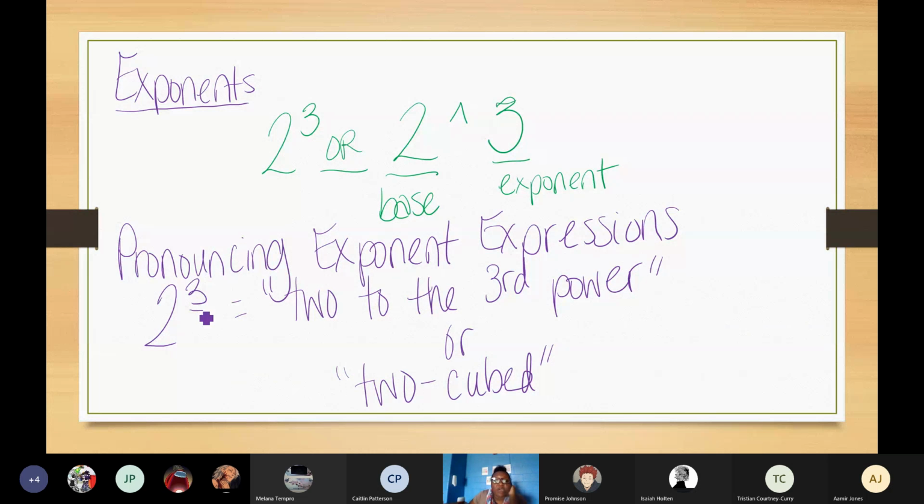Yes, it's important for us to know that whenever we have an exponent 3, 3 as an exponent is the base number cubed. So 7 to the third power or 7 cubed. 8 to the third power or 8 cubed. And if you have any questions as we're working, I can't see your virtual hand, so just turn on your mic and interrupt me. That's okay.